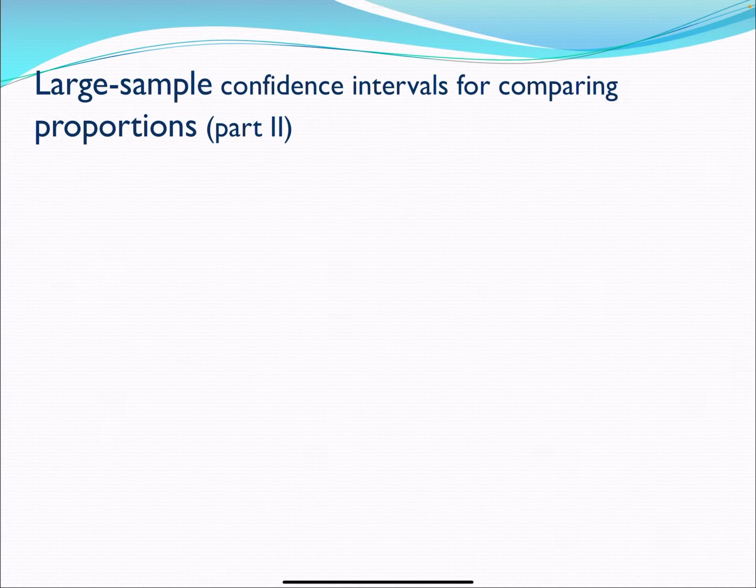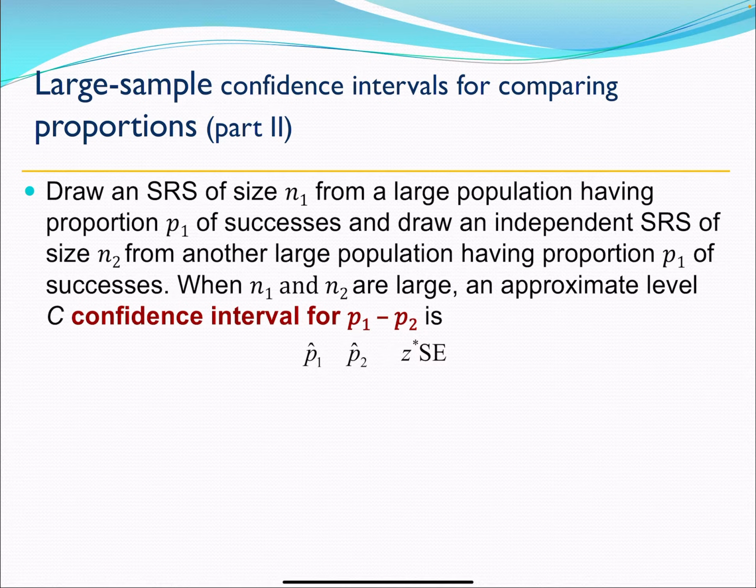So in order to find a large sample confidence interval, we first have to draw a simple random sample of size n1 from a large population having proportion p1 of successes, and draw another independent simple random sample of n2 from another large population having proportion p2 of successes. Sorry for that typo.